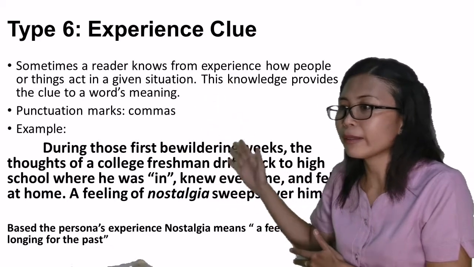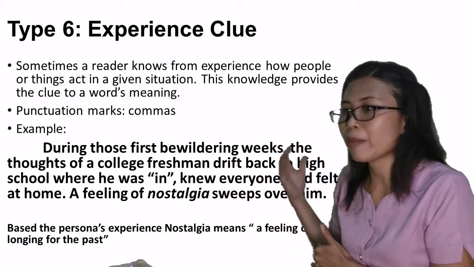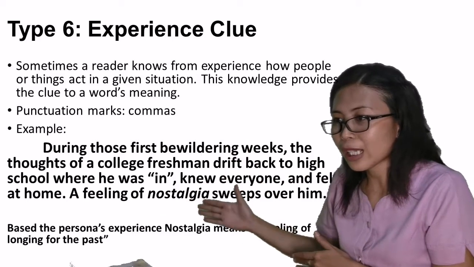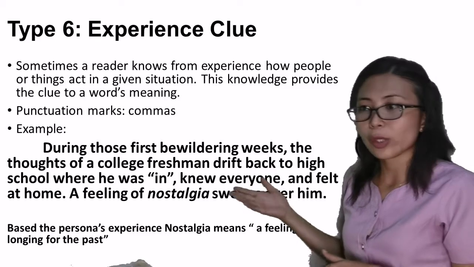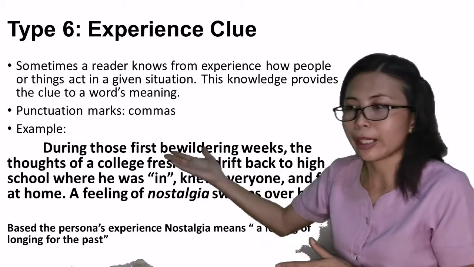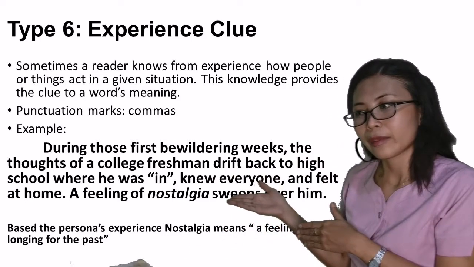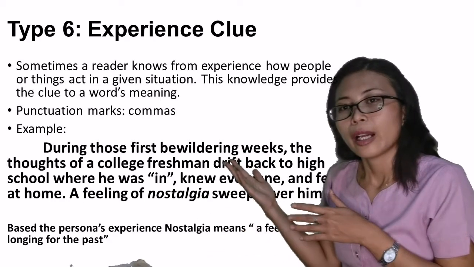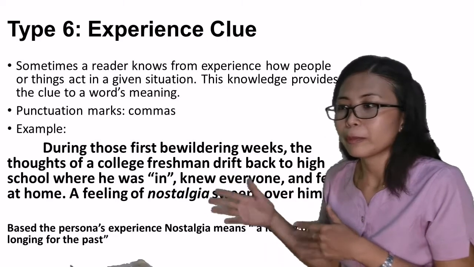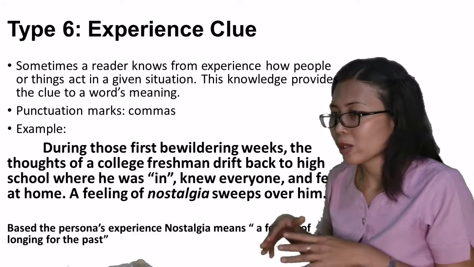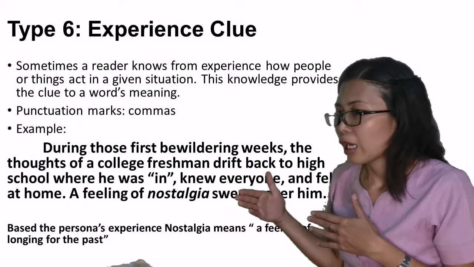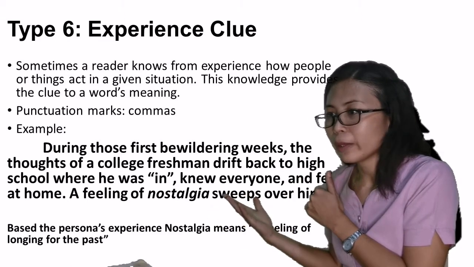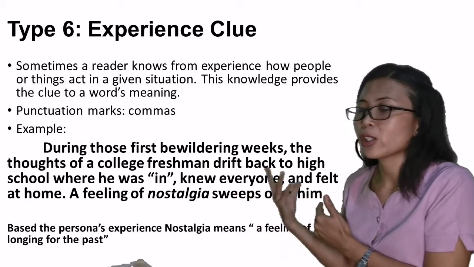During those first bewildering weeks, the thoughts of a college freshman drift back to high school, where he was in, knew everyone, and felt at home. A feeling of nostalgia sweeps over him. The unfamiliar word here is nostalgia. But as you can see, if you are in this situation, if you're the persona speaking in this text, you were a college freshman, and something brought you back to the high school days. So you were drifted back to high school where you were in and knew everyone and felt at home. There is a feeling of nostalgia that sweeps over you.